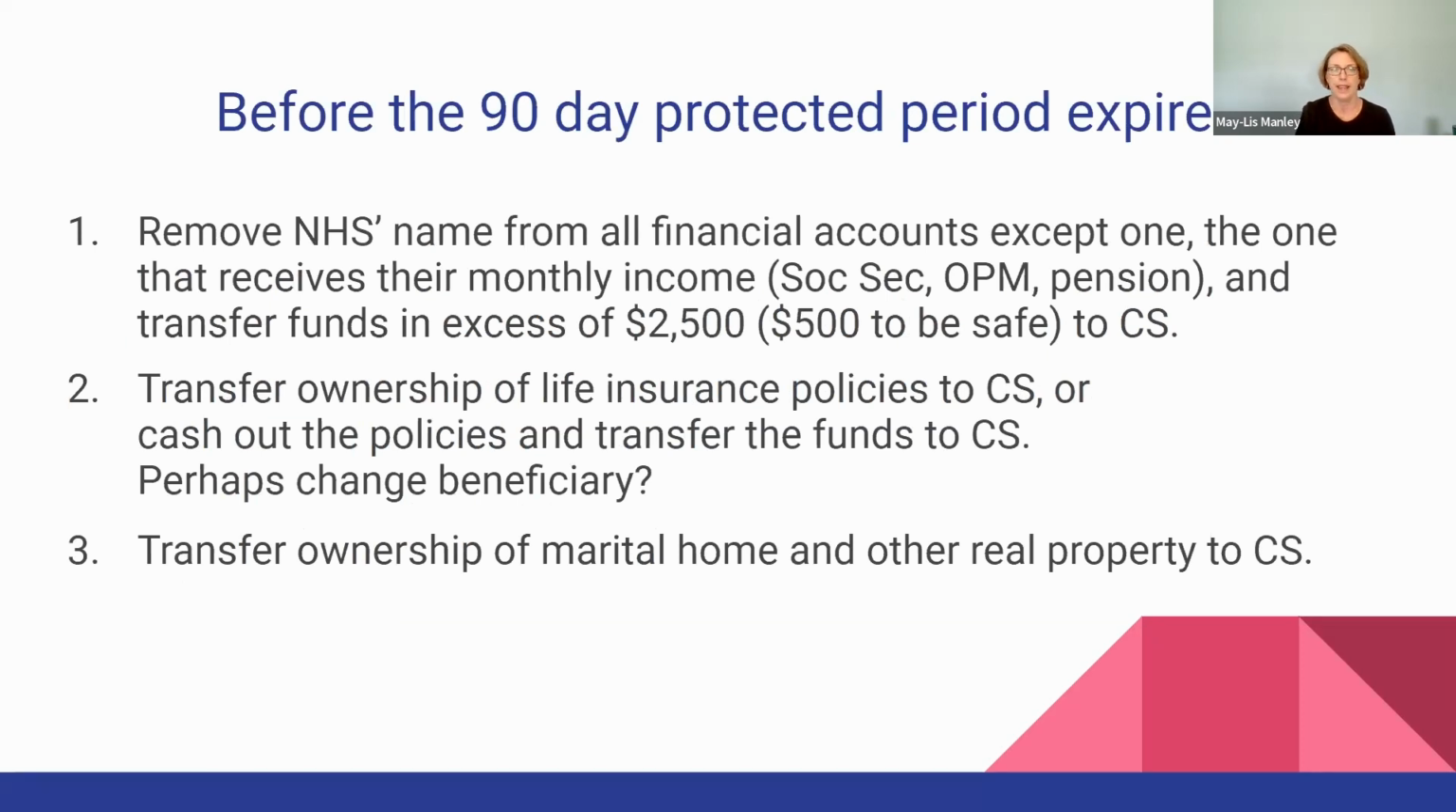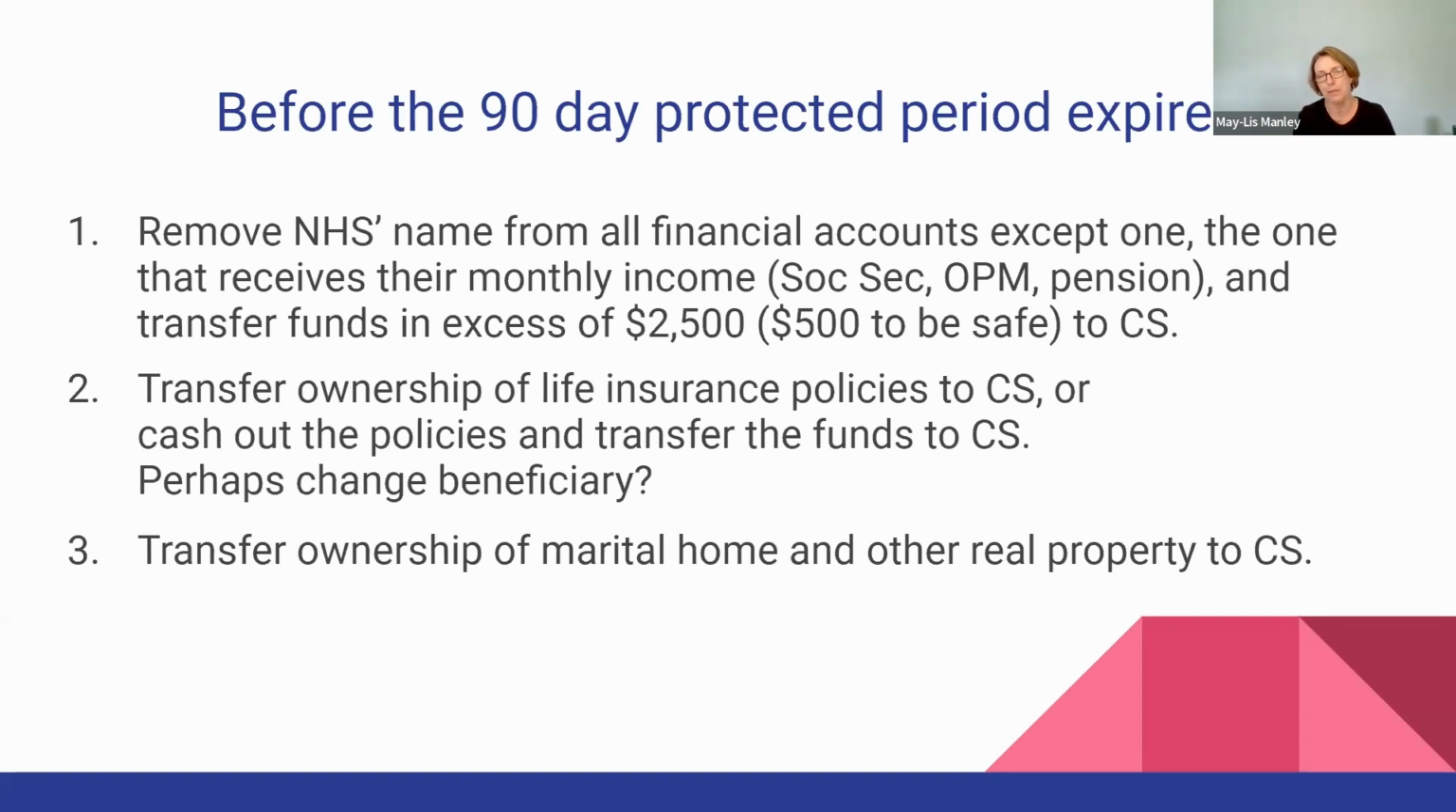So the actions to take before this 90-day protected period expires are: 1, remove the nursing home spouse's name from all financial accounts except one, the one that receives their monthly income, be it Social Security, civil service, OPM if they work for the federal government, private or state pensions, and transfer anything in excess of $2,500, and I usually use $500 just to be safe. Transfer those excess funds to the community spouse, who then opens a bank account or financial account in the community spouse's name, and they can be moved over there.